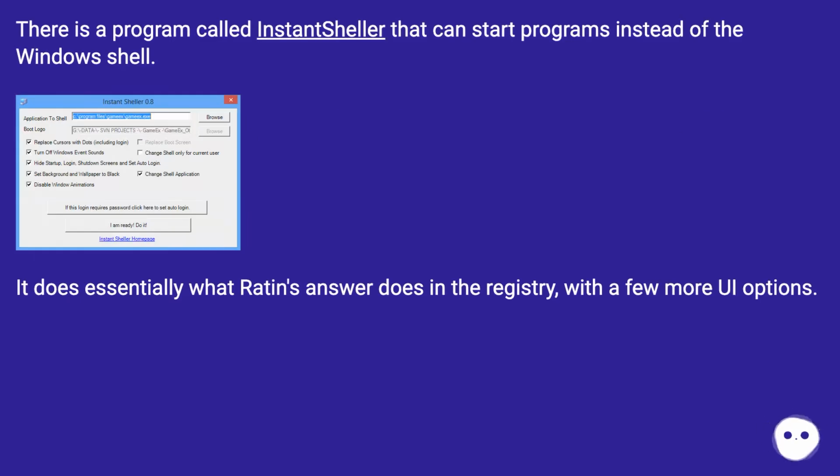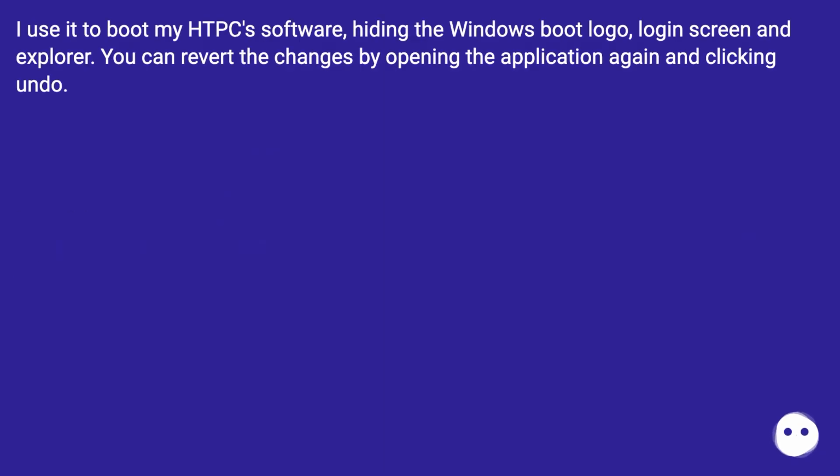There is a program called Instant Sheller that can start programs instead of the Windows shell. It does essentially what Ratten's answer does in the registry, with a few more UI options. I use it to boot my HTPC software, hiding the Windows boot logo, login screen and Explorer. You can revert the changes by opening the application again and clicking undo.